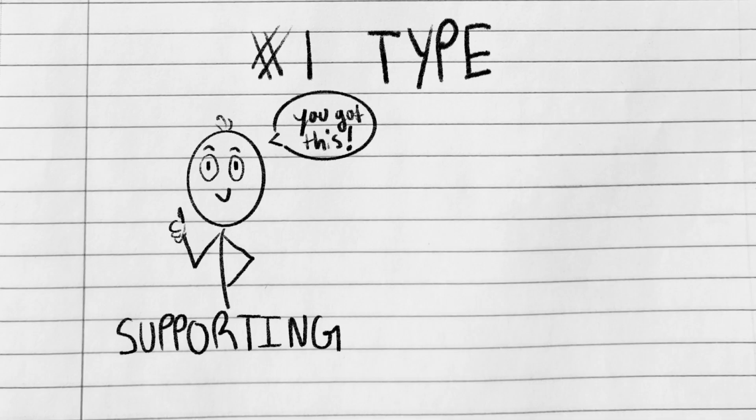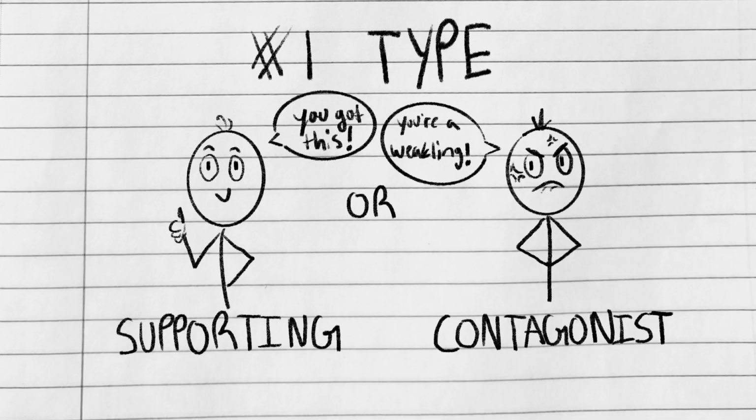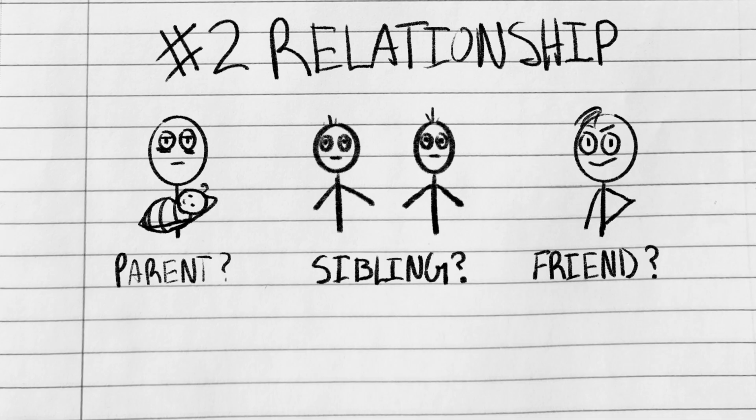So, yeah. The condensed format for needing a character in a pinch that I made up for supporting characters is this. Number 1, the type. Supporting or contagonist, which also would be positive influence versus negative influence. Relationship to the protagonist or the antagonist.